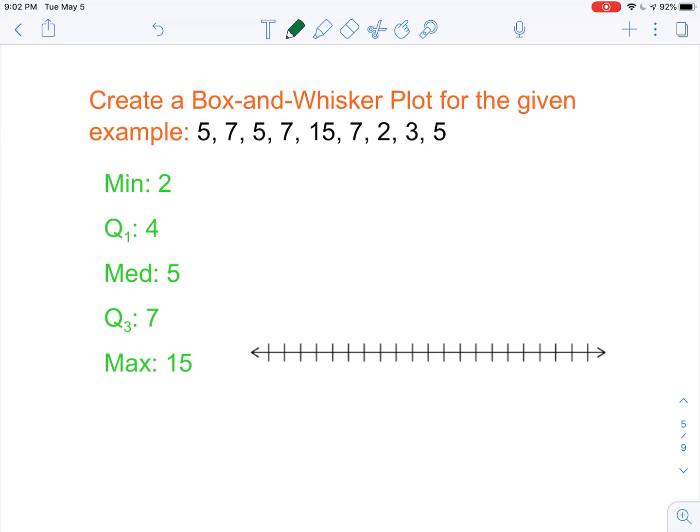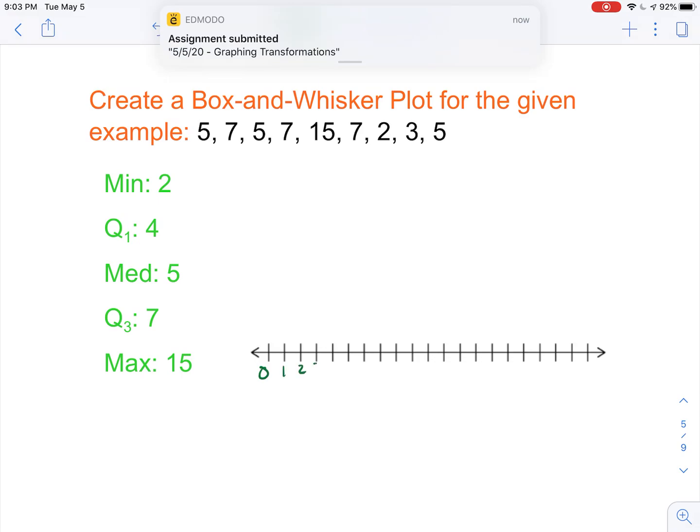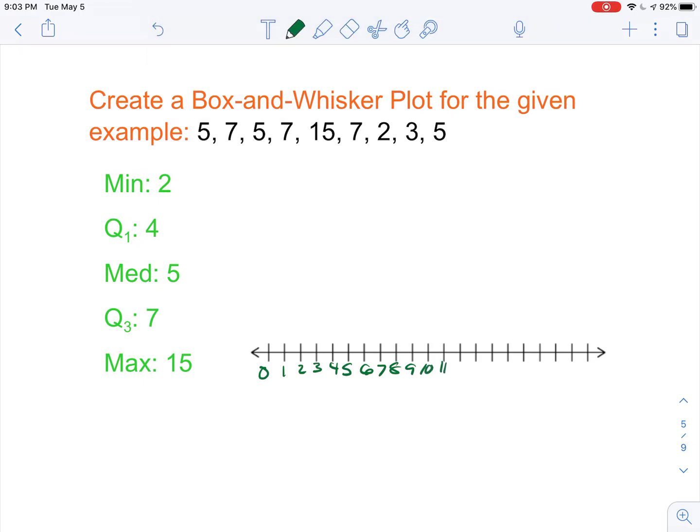So let's do that. We have all this information for this data set. We already calculated Q1, median, Q3. The only thing we added was that the smallest number was 2, the maximum number is 15. Now, there are 20 or so lines on this number line, so that means I can make each line equal to 1 unit. So I could go 0, 1, 2, 3, 4, 5, 6, 7, 8, 9, 10, 11, 12, 13, 14, 15, 16, 17.